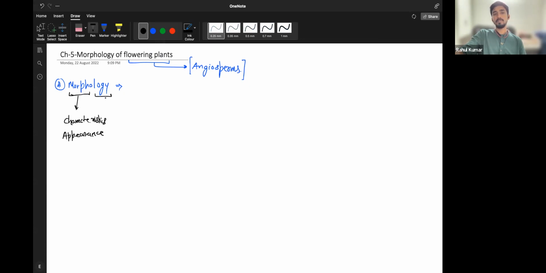And the word logy means study. So it is the study of characteristics or visible characteristics of a plant. And which plant? Angiosperms. Okay.